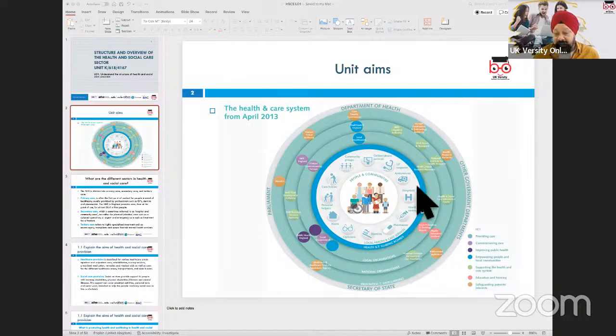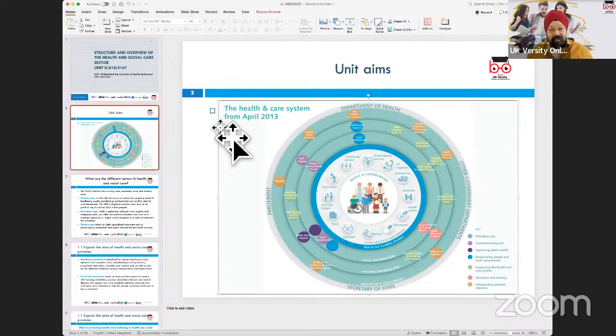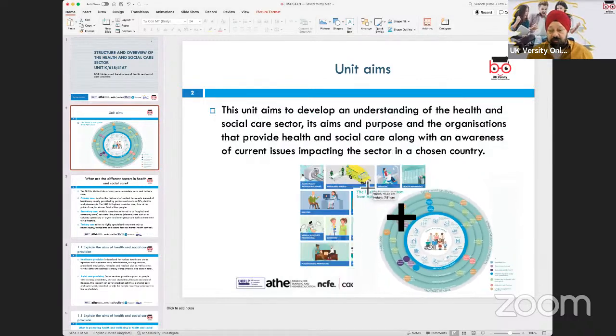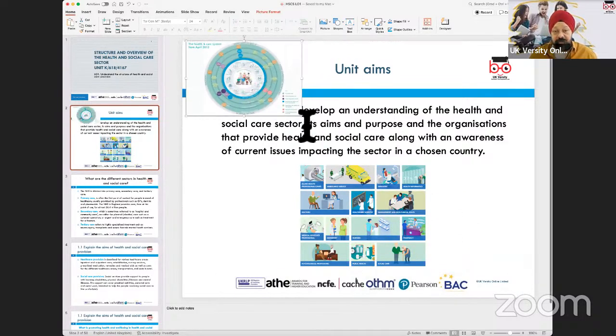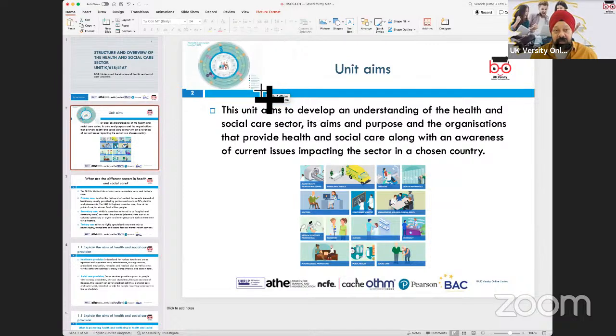enacted. And obviously, these are the local agencies which we get in touch with when we need any sort of medical services. So this is an overview, or a chart, or an organogram, whichever way you call it, of the health and social care department in the UK. And this is something we are going to be studying, in terms of glimpses or parts of it, in this particular unit when we talk about the structure and overview of the health and social care sector.